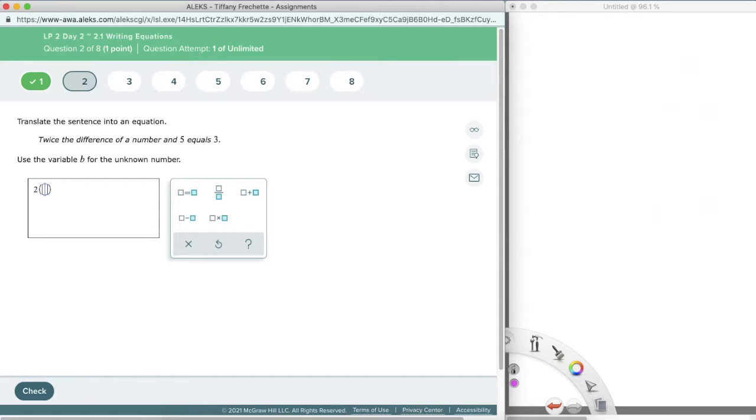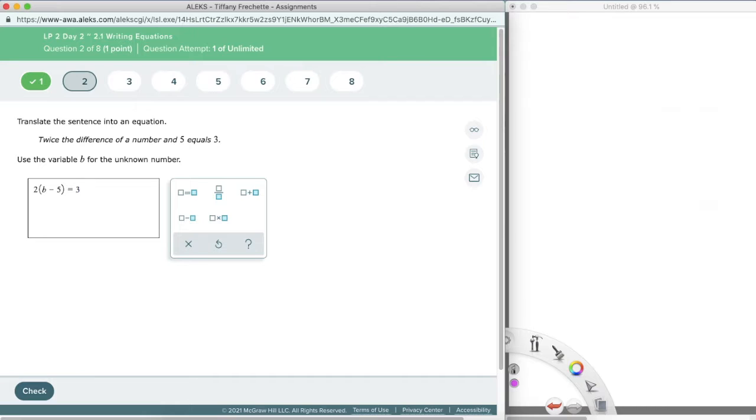And it's the difference of a number and 5. So if I hear a number, well, okay, it's a number, I don't know what it is. That means it's a variable. And if I read this third sentence here, it says use the variable b for the unknown number. Okay, so it's a number, which I just was told is, I'm going to represent that with b, and I'm subtracting the difference of b and 5. And then they say equals, so that's pretty easy. We're going to use the equal sign, and 3.